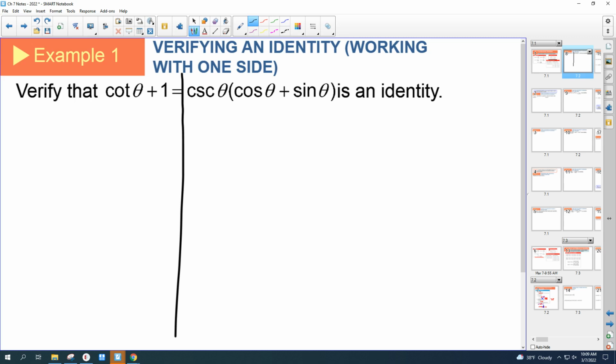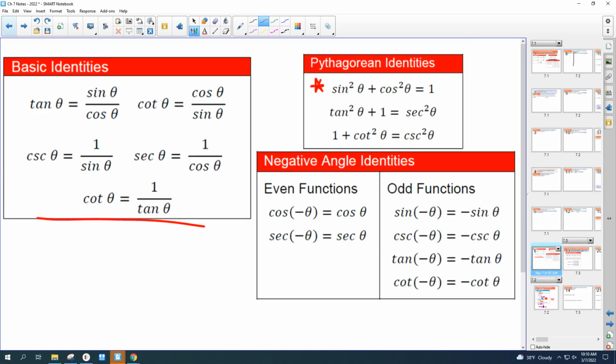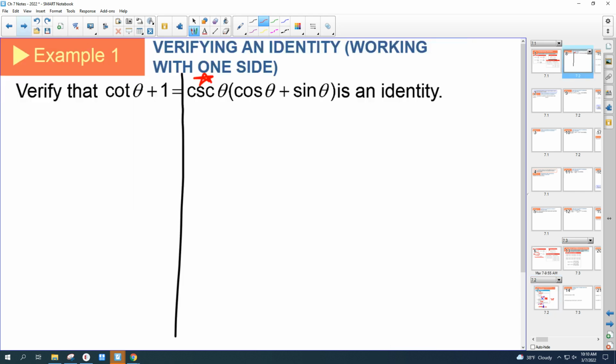So when I look at the right side of this problem, I've only got a few things that I can do. I could distribute. Maybe that'll help. But something that I do over and over again is change stuff into sine and cosine. And I'm looking at this cosecant theta, and I'm thinking, I know what cosecant is. Cosecant is 1 over sine. I can change that into 1 over sine theta. And the rest of this is already written in terms of sine and cosine, so I might just leave it alone.